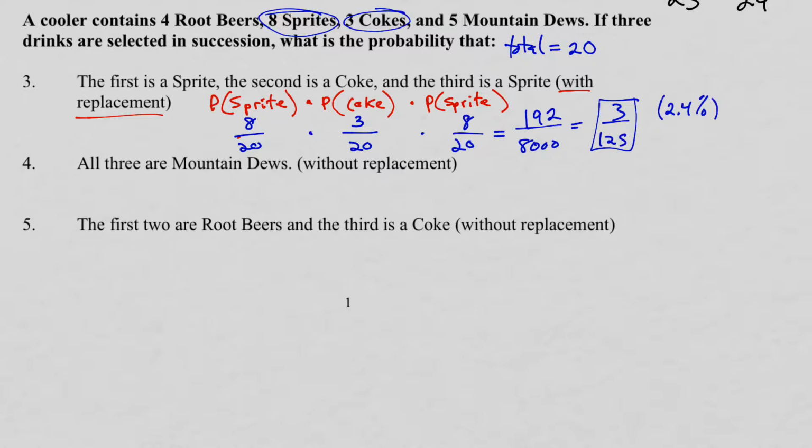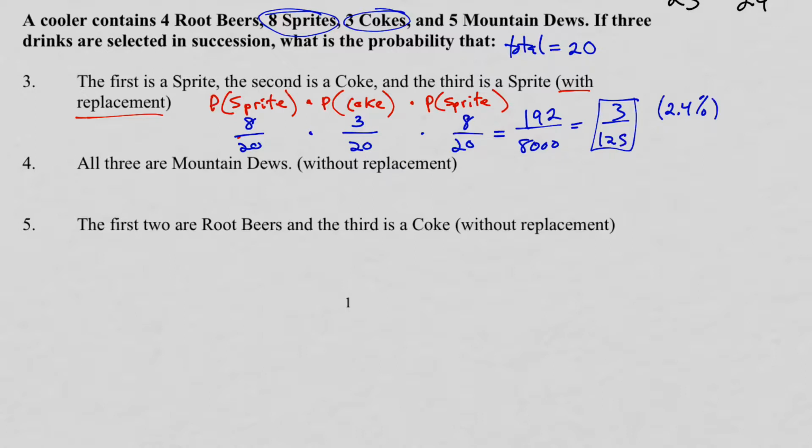Okay? Very, very unlikely. You have a 97.6% chance of it not happening. So I would not wager anything or bet your life on it, because it's most likely not going to happen. Okay.